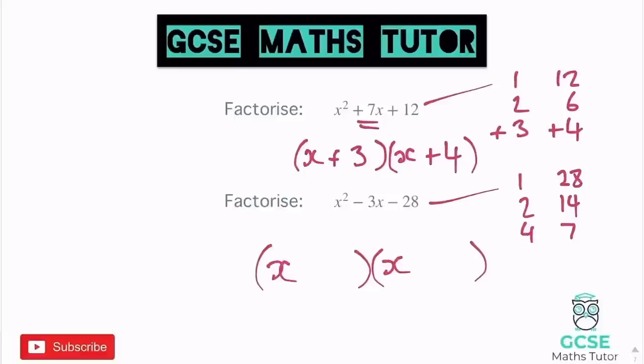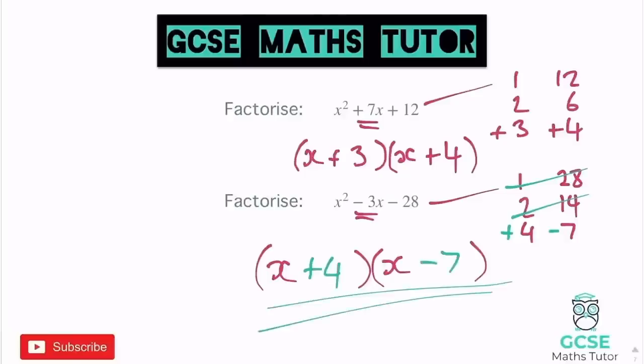And let's have a look if these can make 28. So what have we got? We've got minus 3 in the middle, so we want to make minus 3. Well, we're not going to do that with 1 and 28, that's not going to work. 2 and 14, we could make 16, or we could make 12, that's not going to work. But 4 and 7, we could do plus 4, take away 7, and that would make minus 3, so plus 4 and negative 7, and that's our double bracket there finished.